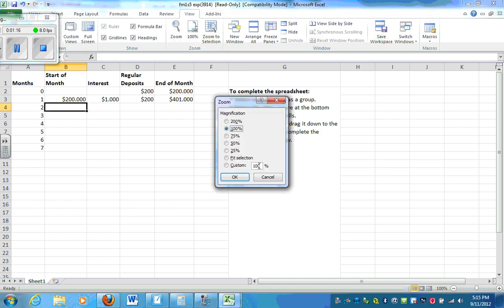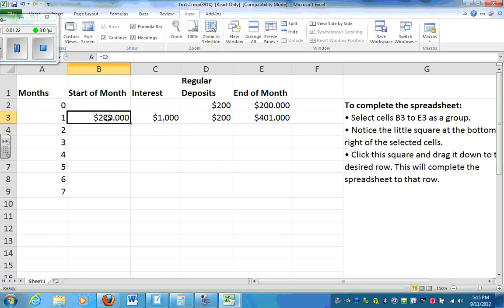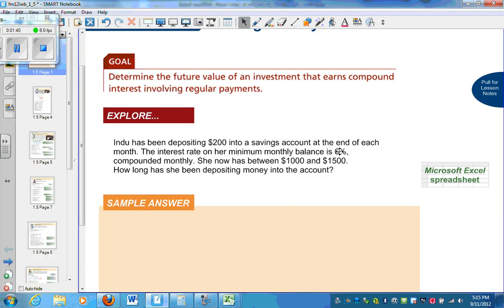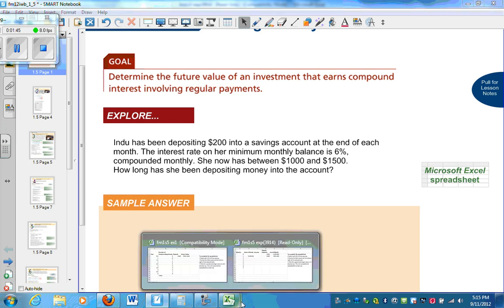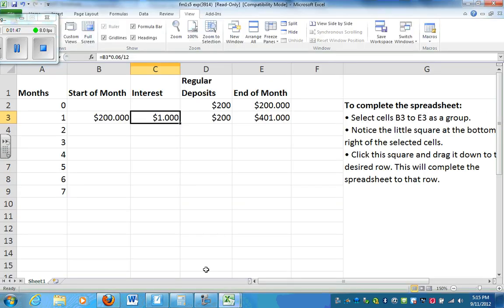Let me just make this a little bigger. Not quite that big. Okay, so we said she starts with $200. Then she gets interest on that, and her interest, if you look here, is 0.06 divided by 12. Why? If we look back in the question, it says she has 6% compounded monthly, so 0.06 divided by 12. Okay, so that's a little bit of a formula there.